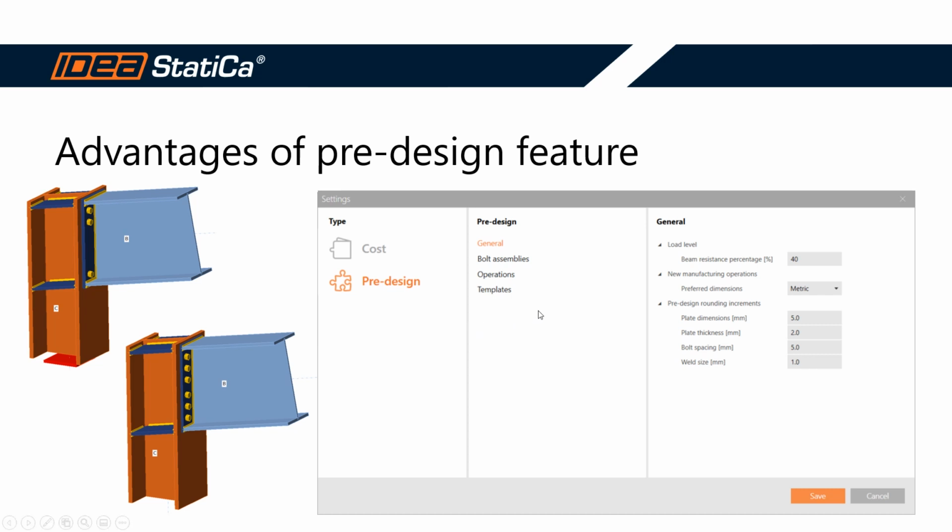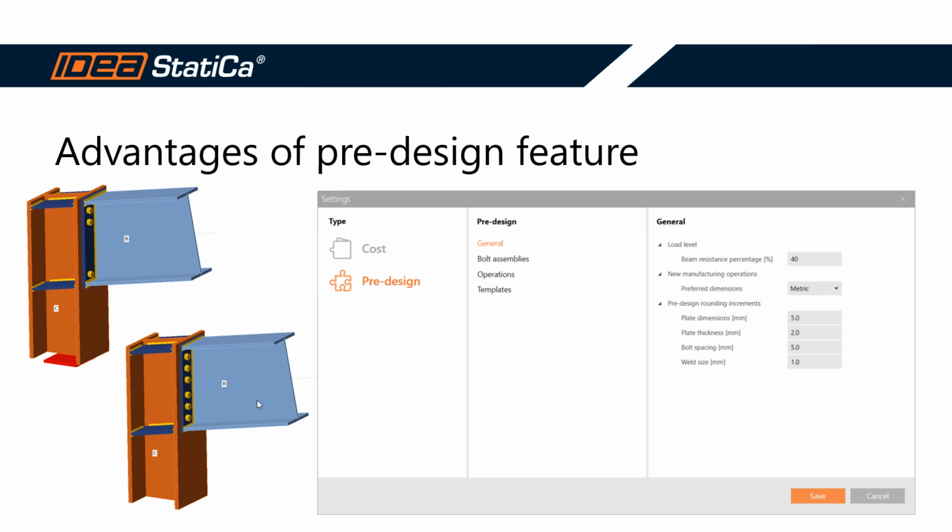The setting for the pre-design looks like this. It's this window where in the pre-design part, in general, I can set a specific percentage of beam resistance, and it means that my connections will be automatically calculated and designed for this value of resistance. We can show it in practice.